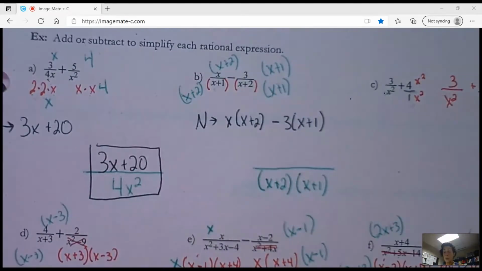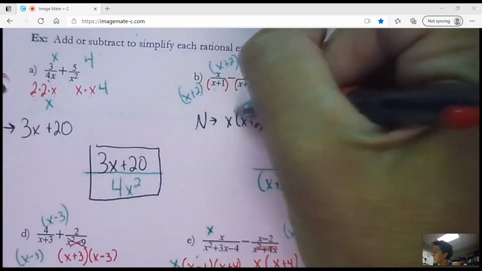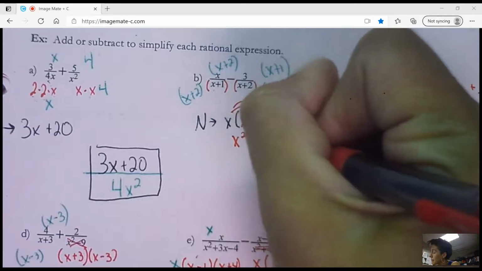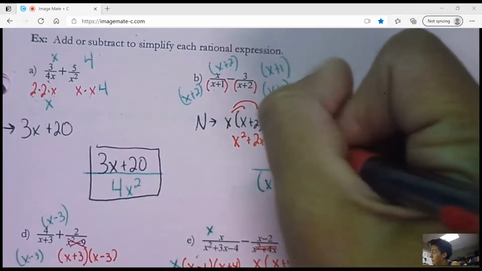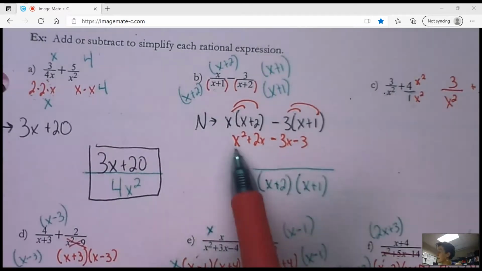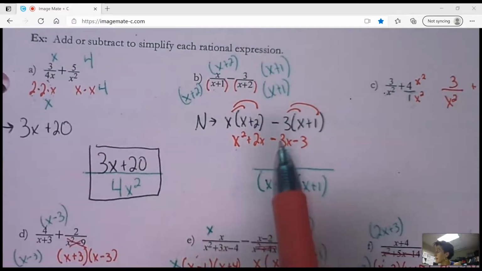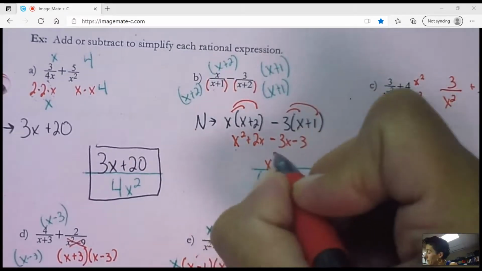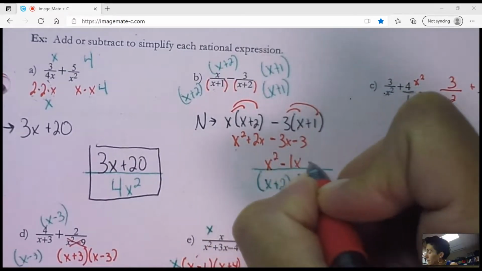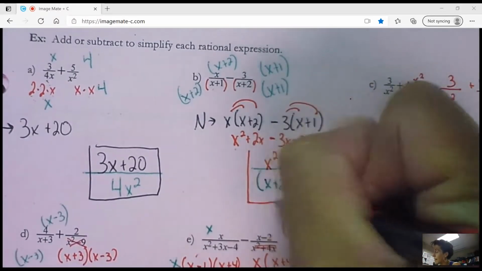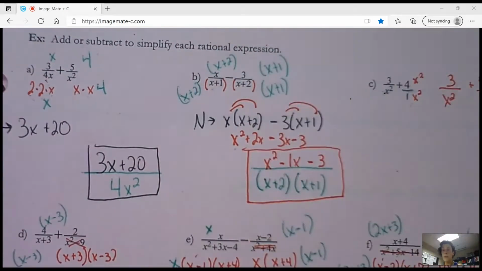So now I need to simplify this. The first thing I'm going to do is multiply that in, distribute. And now I'll just clean this up. So I can make this x squared minus 1x minus 3. And then that's it. We are going to leave it like that. That's all my work for the numerator.